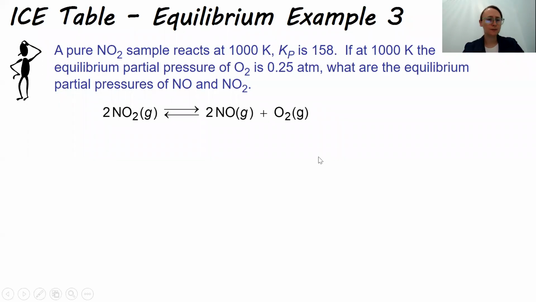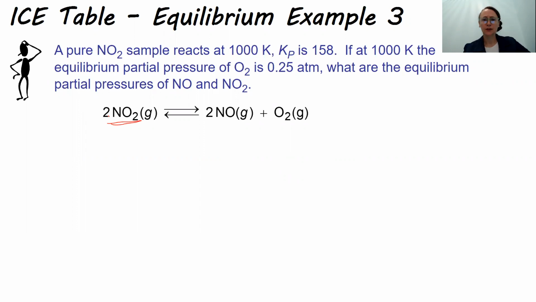For our last example, we are going to look at a little bit different type of question. For this question, you're given the reaction and you're starting with a pure NO2 sample. Now you have to interpret what that means. Pure NO2 means that that's all you're starting with, so the other two are 0.